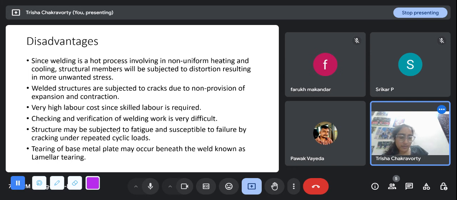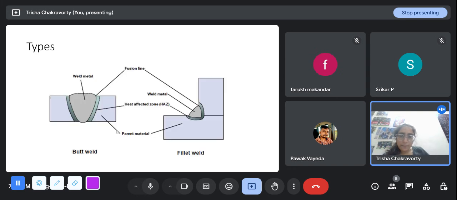So if it is not done properly, there might be trouble. There are two types of welds: the butt weld and the fillet weld. In butt weld, the two plates are held end to end, and the weld is done in between. And in fillet weld, they are placed perpendicularly like this, and the fillet weld is done in the junction of the metals.